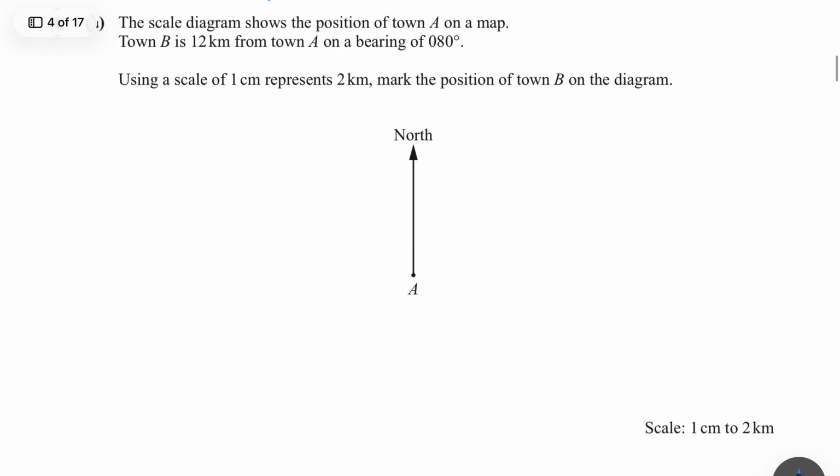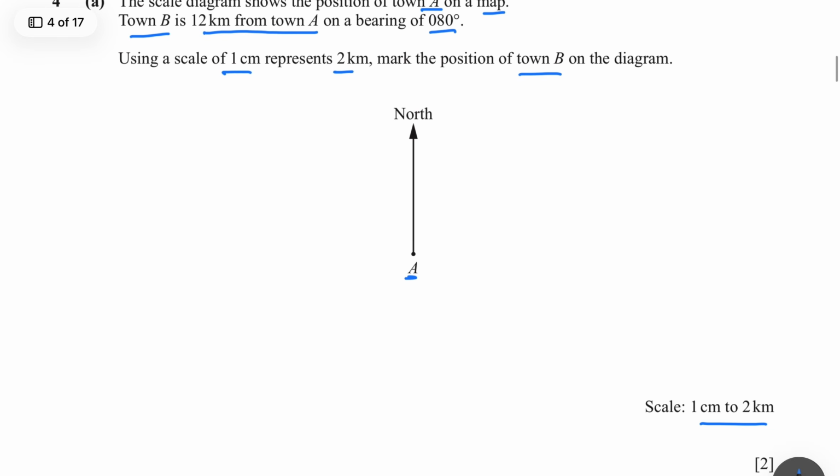Now number 4, we have the scale diagram that shows the position of town A on the map. You can see A is here. Town B is 12 kilometers from town A on a bearing of 80 degrees. Use a scale of 1 centimeter to represent 2 kilometers. Mark the position of town B on the diagram. So we have this scale of 1 centimeter to 2 kilometers. So 1 centimeter is equal to 2 kilometers, and we are looking for 12 kilometers, so we are getting 6 centimeters here. The same we will do on the left hand side.